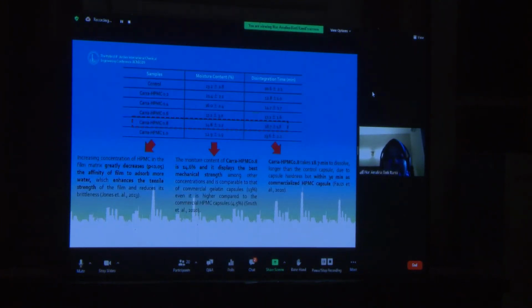This is the result of moisture content and the disintegration time of the hard capsule. The increasing concentration of HPMC greatly decreased the affinity of the film to absorb more water, so it enhanced the tensile strength. We can see the moisture content keeps reducing, and at 0.8% it is 40%, and it displays the best mechanical strength. And also for the disintegration time, it takes 18 minutes to dissolve, which is within 30 minutes as the commercialized HPMC capsule.